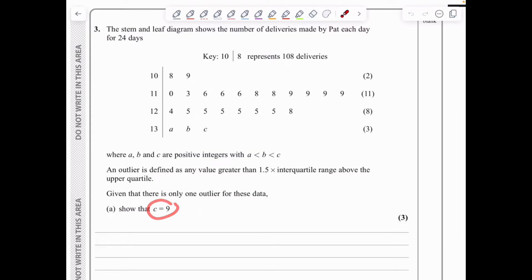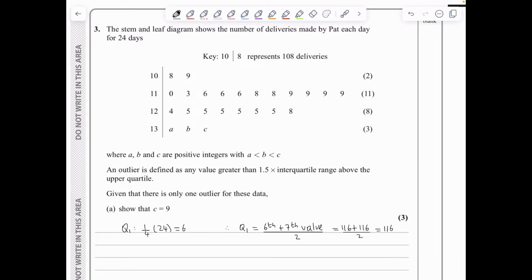So to do that, I will start by finding the lower quartile Q1. So I'll do a quarter of the total observations, so a quarter of 24, which is 6. Now this is an integer, which means that Q1 is the midpoint of the 6th and the 7th observations. So I'll do 6th and 7th value over 2. Looking at the stem and leaf diagram, this is 116 plus 116 over 2, which is of course 116.